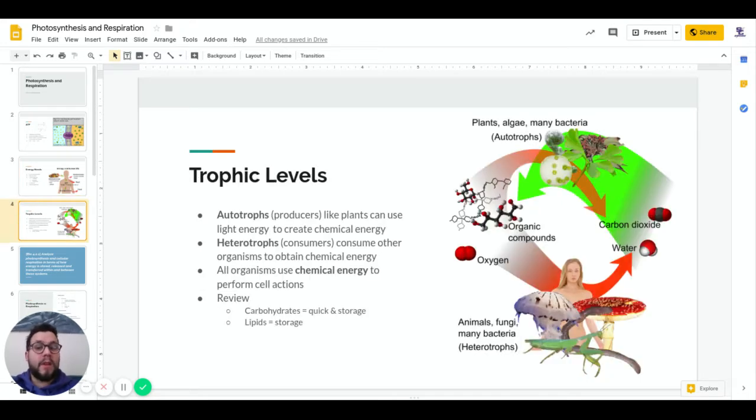Now, depending on what kind of organism you are, if you're an autotroph, you can create the chemical energy needed in order to make ATP. Or if you're a heterotroph, you might need to eat those chemical energies that you're consuming in order to make this ATP. But all organisms use chemical energy. All organisms are going to turn organic compounds like carbohydrates into ATP to do cell processes.